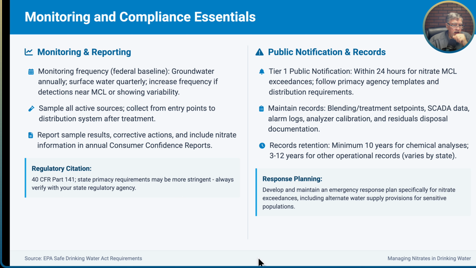Public notification records: Tier 1 public notification within 24 hours for nitrate MCL exceedances. Follow the primacy agency templates and distribution requirements for these Tier 1 public notifications. That's going to be important because you can be fined if you don't meet these deadlines.